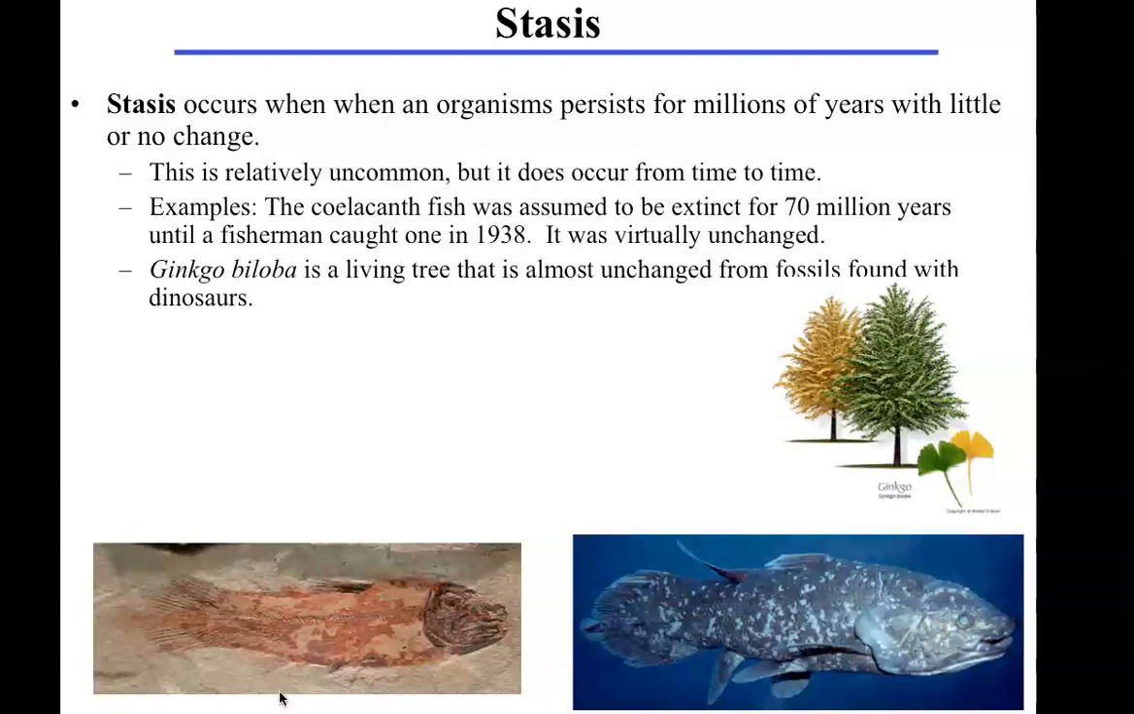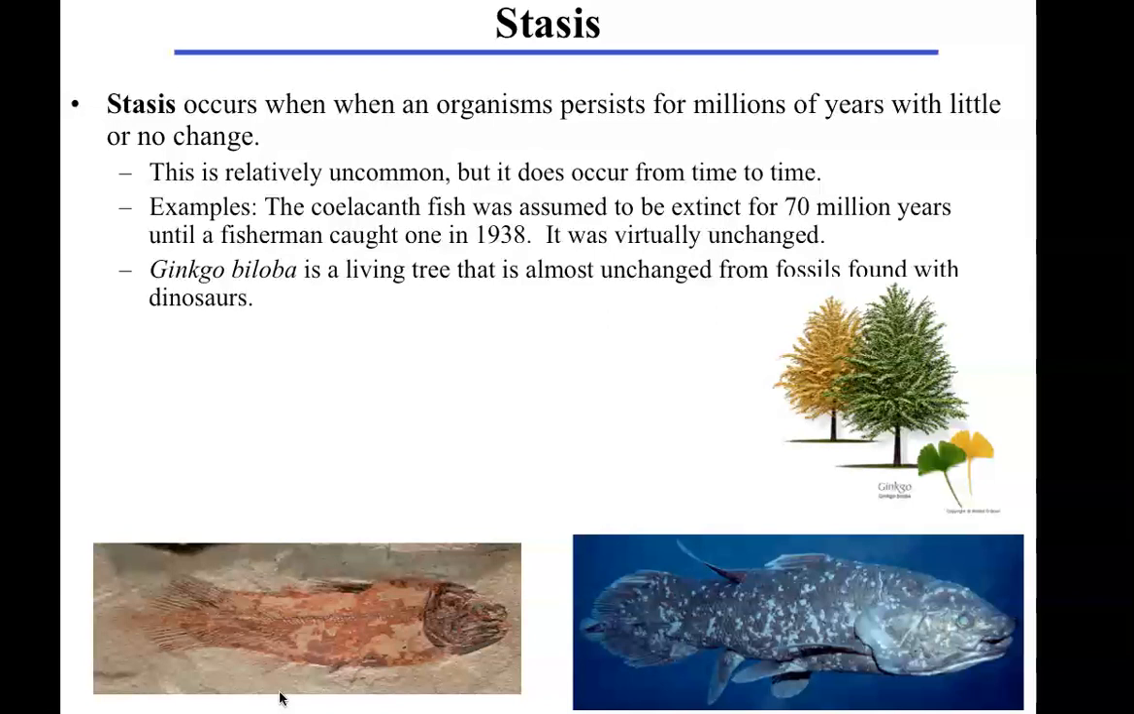Two examples. One, the coelacanth fish, which you can see in the bottom slide. On the lower left-hand picture, here's a picture of a fossil of the coelacanth. And on the right is a photograph of a living coelacanth. So these things are still alive. And the time difference between when we see them as fossils and modern day is about 70 million years. So it hasn't really changed for 70 million years.